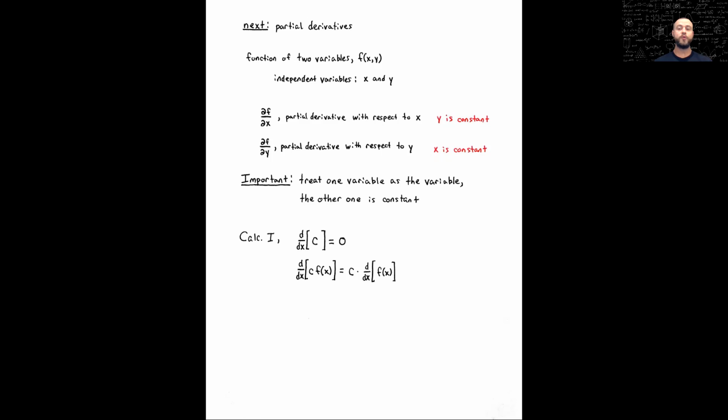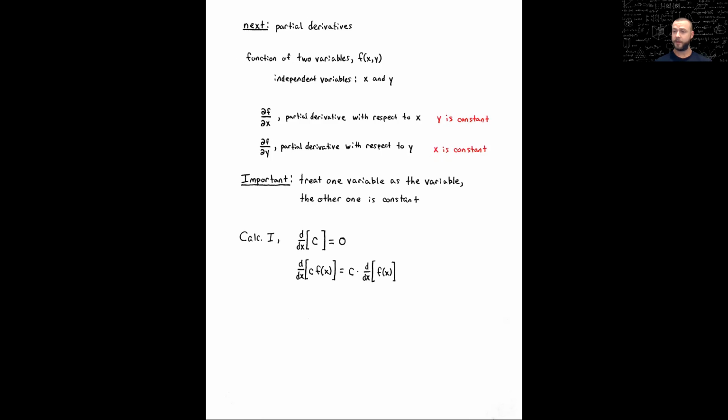All right, so we're going to slowly introduce the ideas we need to calculate partial derivatives. Let's think back to Calc 1 with 2 basic derivative rules. The first one, the derivative of a constant. And we all know that the derivative of any constant is 0.